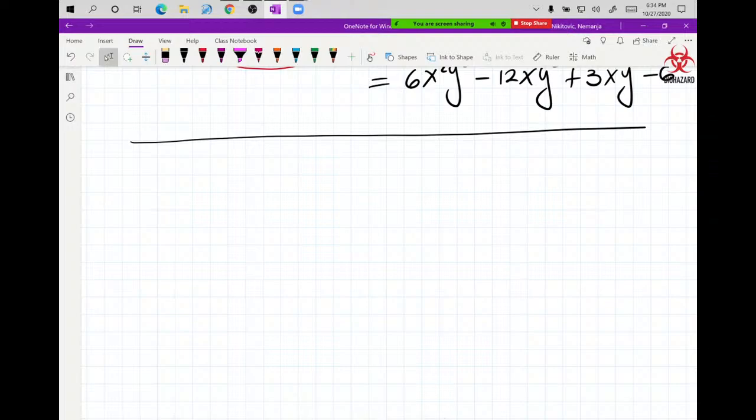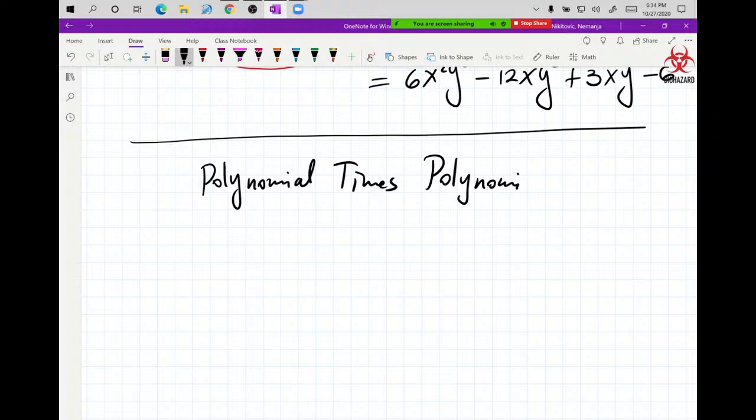And now to end this lecture, we just have polynomial times polynomial. And that's literally any size of these times whatever other size.